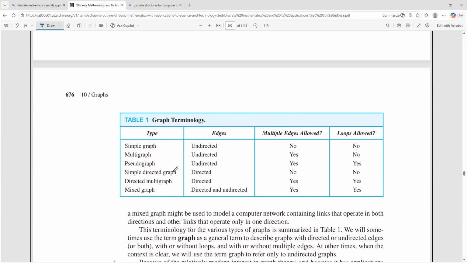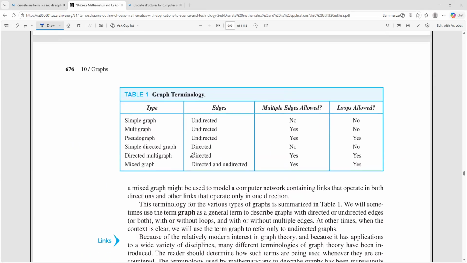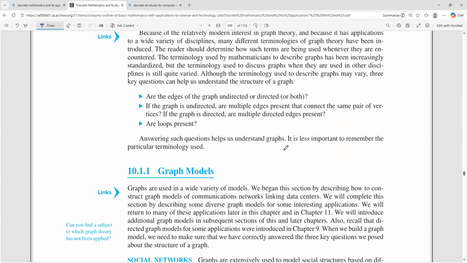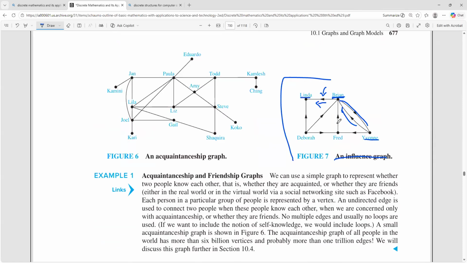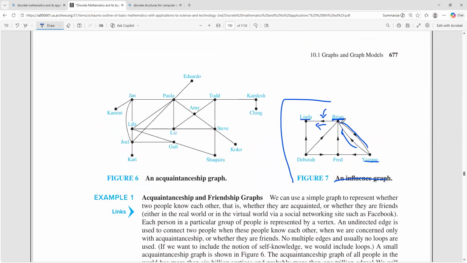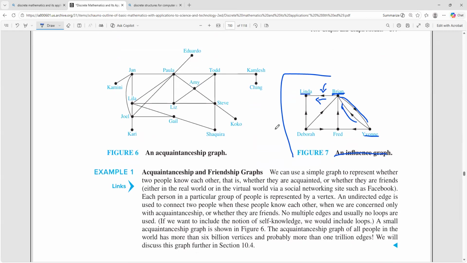Directed, let's see. Directed multigraph. Yep, directed multigraph. So the influence graph is a type of directed multigraph. And we see here Brian and Yvonne influence each other, so they probably have the same level, if that makes sense. Okay, is everyone okay with influence graphs?